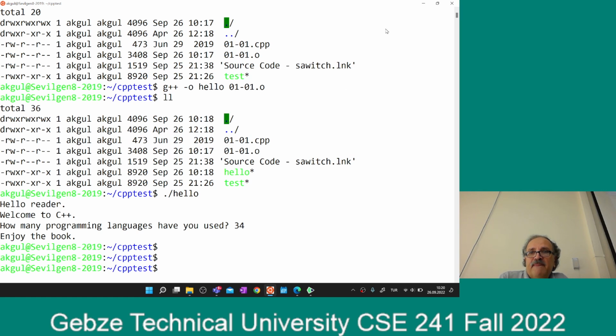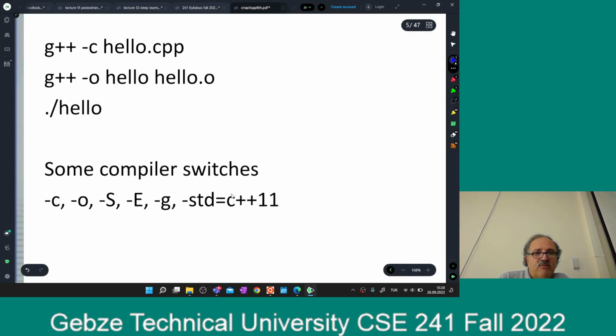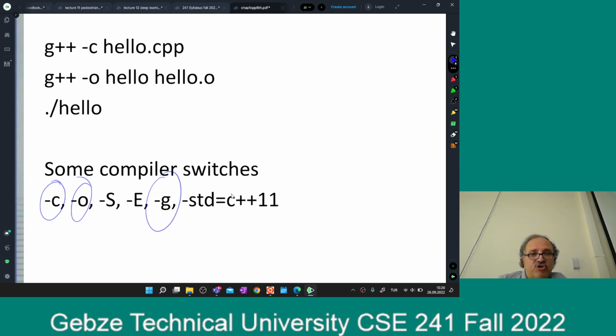Okay, good. So I think I have a few compiler switches. I have seen this. What is this? This is compile switch. This is link switch, right? Does anybody know what this is? Minus g. Minus g means include debugging information in my produced code so that I can debug it using a debugger.